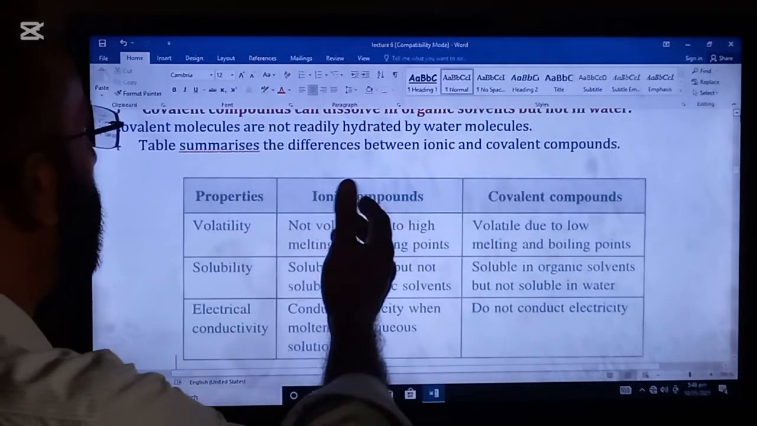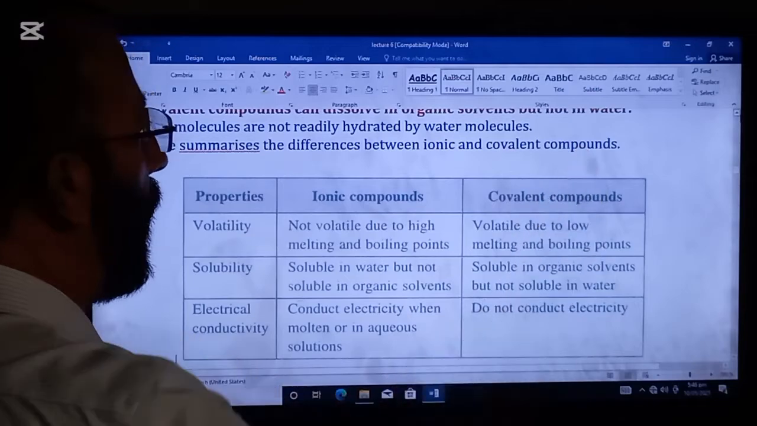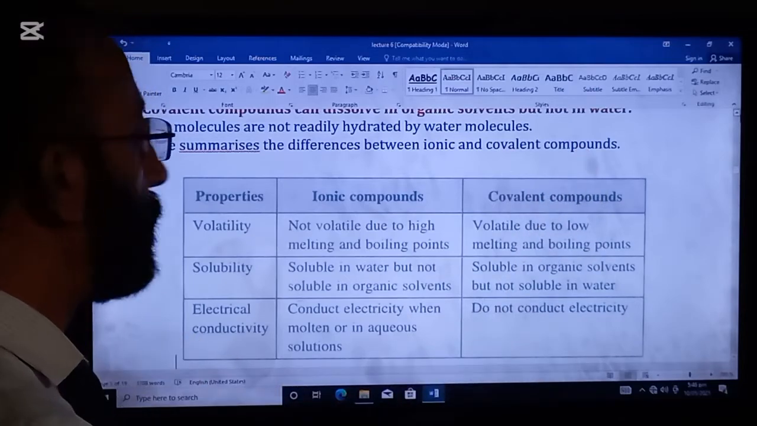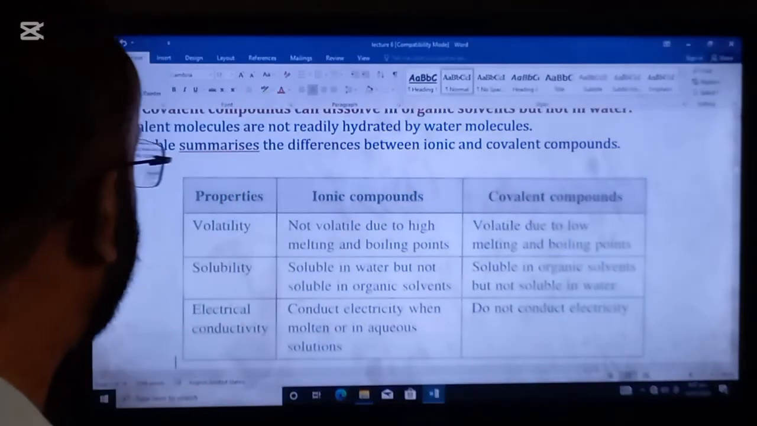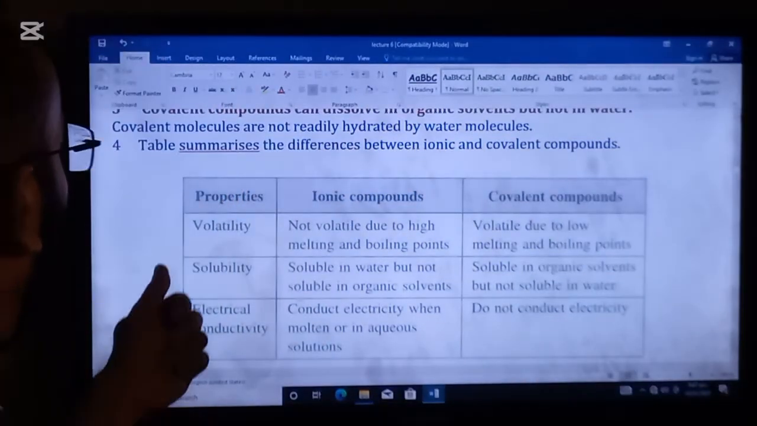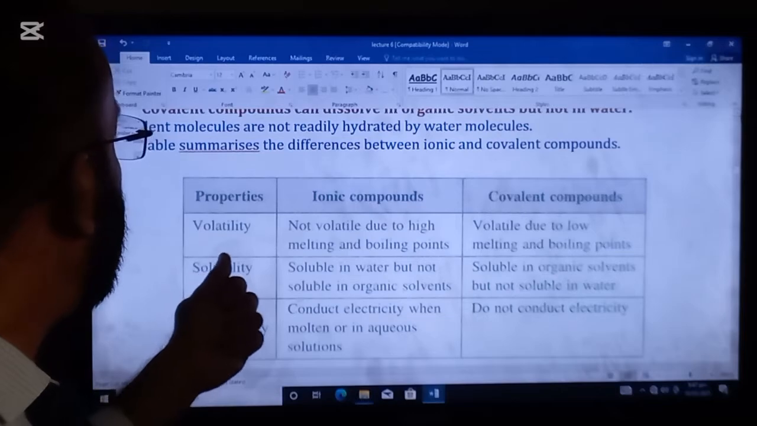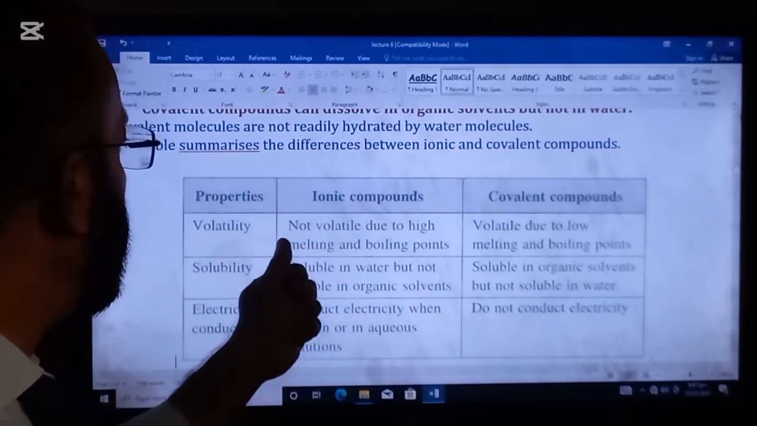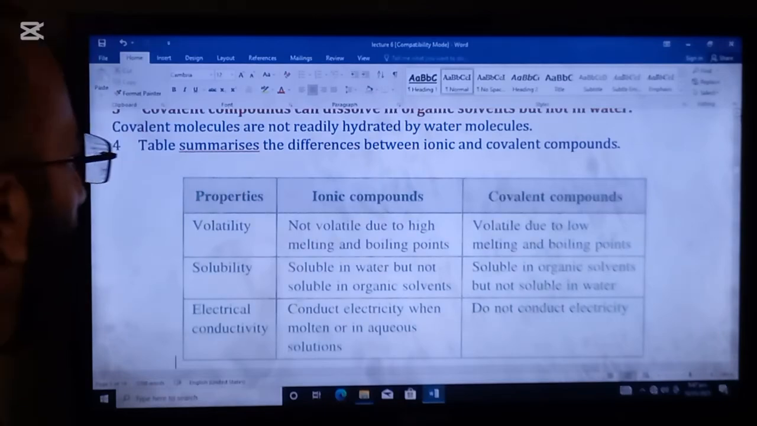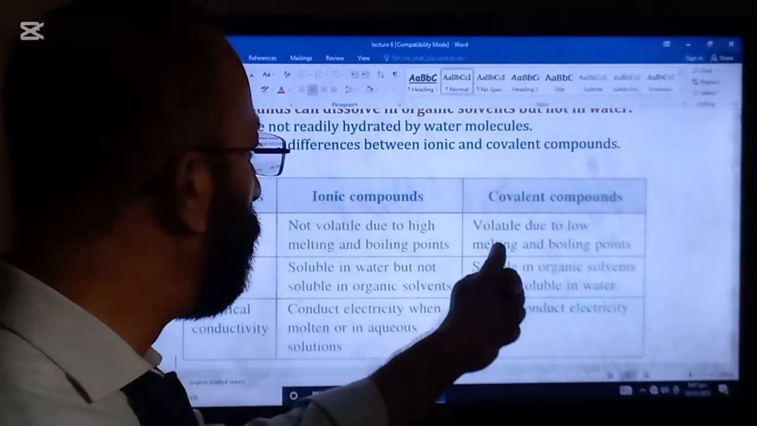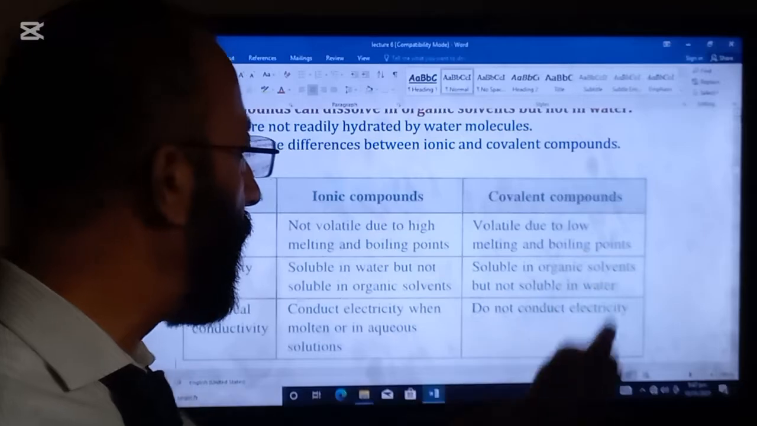The table summarizes the differences between ionic and covalent compounds. This is a very important question. This frequently comes in the paper. Volatility: ionic compounds are not volatile due to high melting and boiling points, whereas covalent compounds are volatile due to low melting and boiling points.